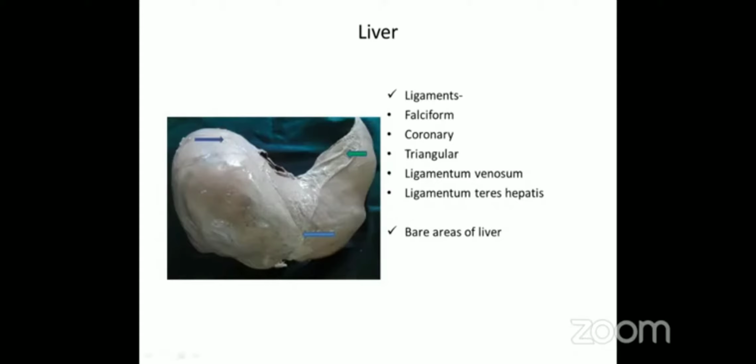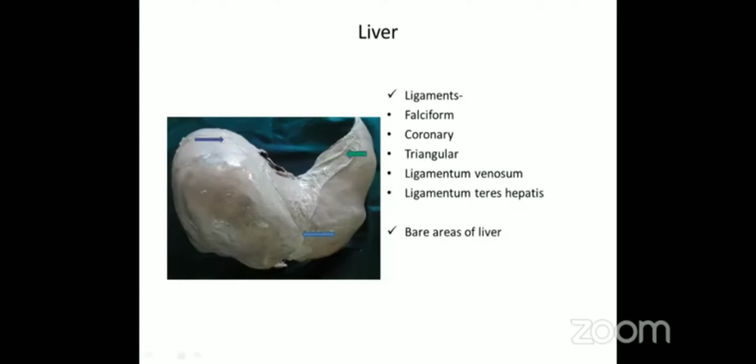This one, which is shown by green arrow, is the left triangular ligament. Here the peritoneum gets reflected to the left dome of the diaphragm, and on the right side you can see the superior and inferior layer of the coronary ligament in continuity with the right triangular ligament. The other two, which are seen from a posterior view, that is ligamentum venosum and ligamentum teres hepatis, are basically the remnant of ductus venosum and left umbilical vein. So all these are the ligaments.